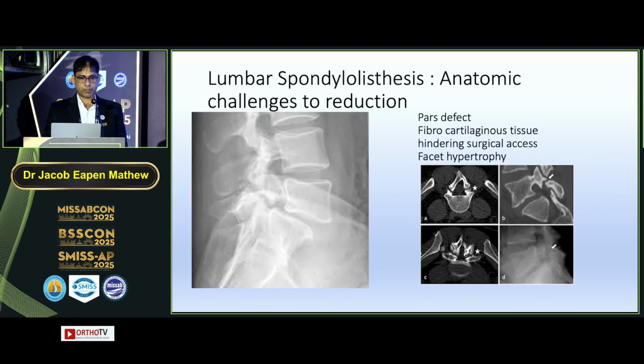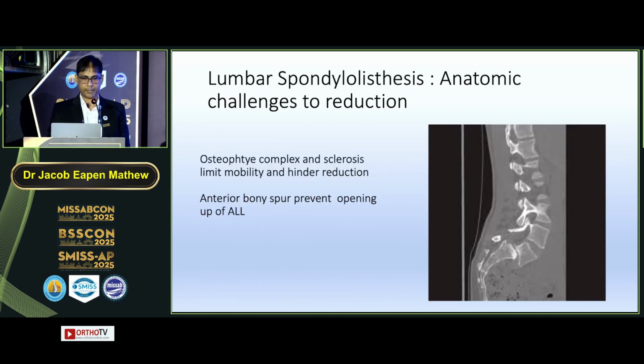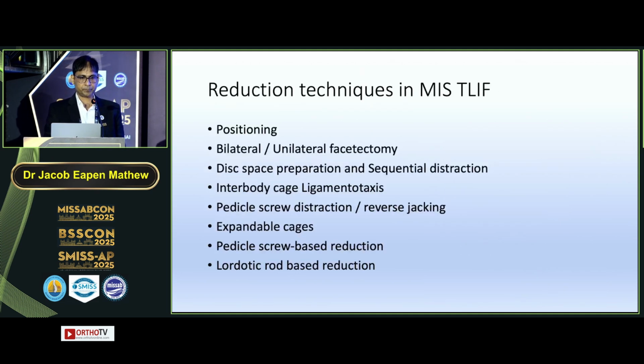Some of these patients also have pars defect and facet hypertrophy, and because of that there is fibrocartilaginous tissue which impairs surgical access. The pedicles also sometimes can be very angulated and thin, and your pedicle screw application has to be extremely accurate. Also there is osteophyte complex and bony spurs which further hinder your reduction.